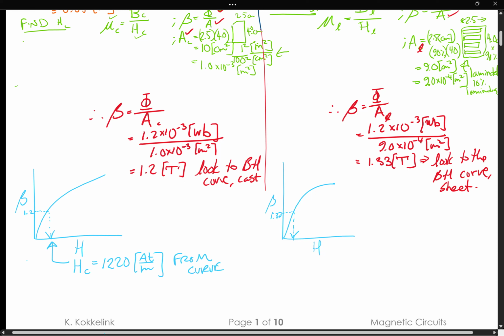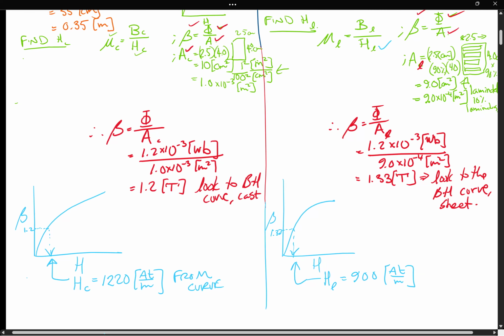And I'll leave that as an exercise for you to find a curve that is going to be your reference and find that. And if there was a flux density of 1.33 Tesla over here, it would correspond to a magnetic field strength of 900 amp turns per meter. So now we know H. H is up here. H is up here. We know beta.